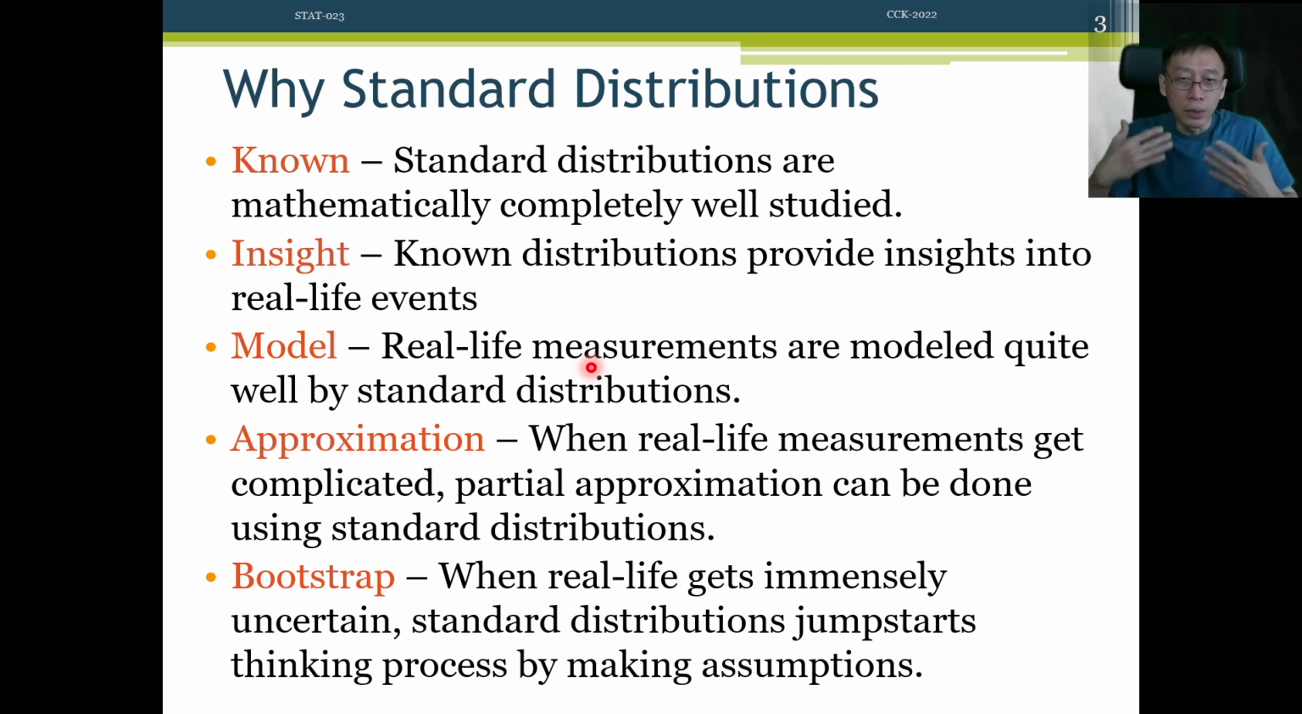So various population measurements, those are all a bag of data, right? A bag of measurements. They can be quickly, immediately, and accurately modeled by standard distributions. Another benefit is in terms of approximation. Fair enough, sometimes real life measurements get complicated, so we don't even understand the science behind it. We can only record the phenomena, and we don't really have the ability yet to explain what's going on.